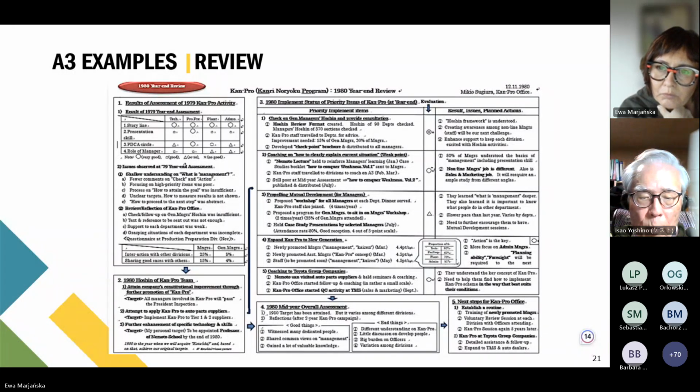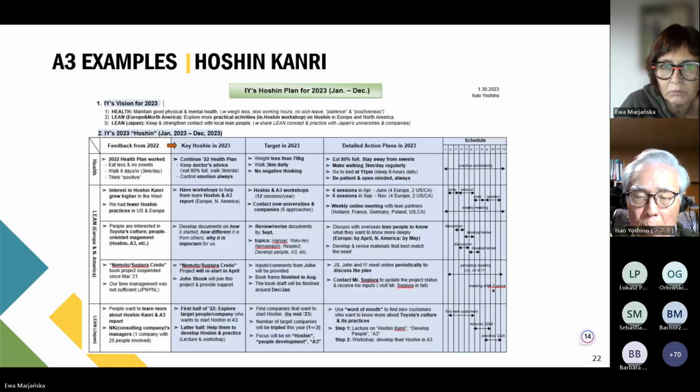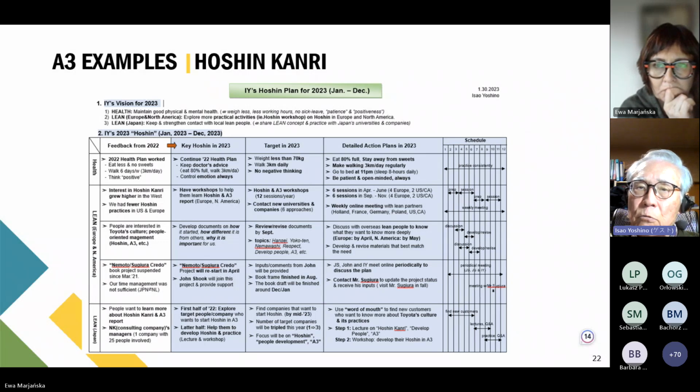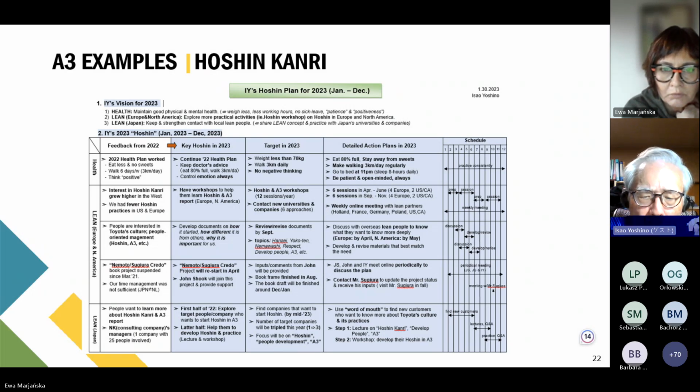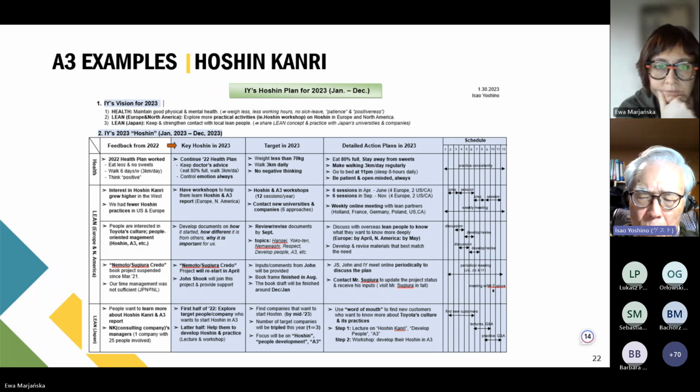And I'm showing the examples, and the last one, I think I told you, is Hoshin Kanri, a Japanese word. Hoshin Kanri: you set the new target for this year, then in order to attain the target you have to establish some action plans, and when, timing, who's in charge. So this is one example of a Hoshin Kanri document. This is a review. No, not a review. This is a plan.